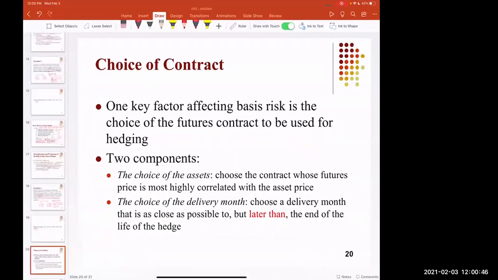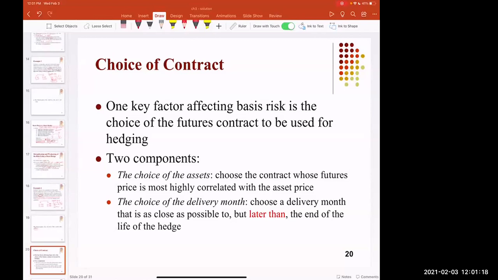Last class we talked about the hedging strategy, and we talked about basis risk. So today we can continue. First, choice of contract. When you decide to buy or sell a futures contract, one key factor affecting the basis risk is how you're going to make a choice on the futures contract for hedging.